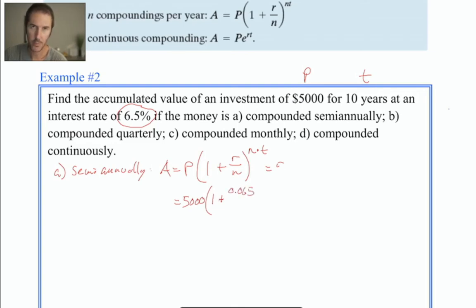0.065, that's my interest rate as a decimal, divided by the number of compoundings per year. Since it's semi-annually, that's going to be a 2. And then we'll raise this to the power of 2 times the number of years, which was 10 years.